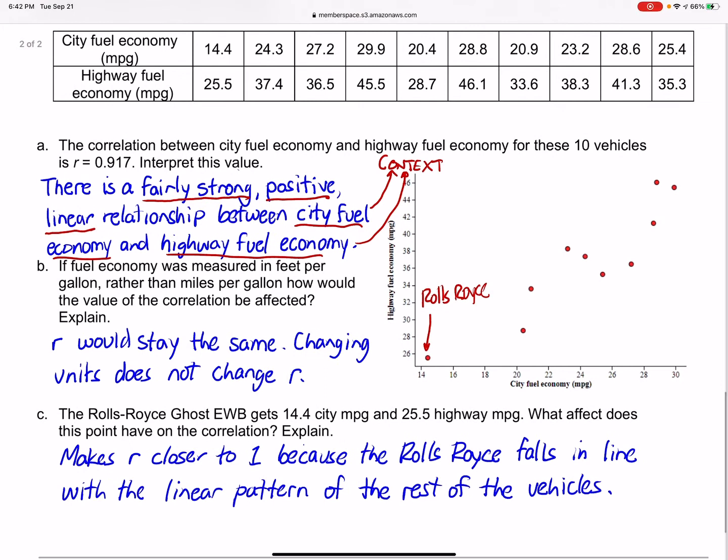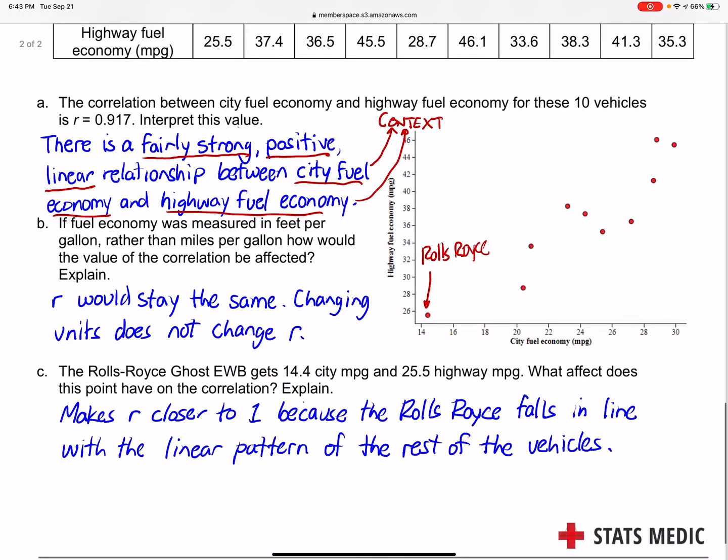Okay, now what would happen if instead of fuel economy in feet per gallon, we changed it to miles per gallon? Of course, what we learned is R would stay the same. Therefore, changing units will not change R. R will continue to be 0.917.